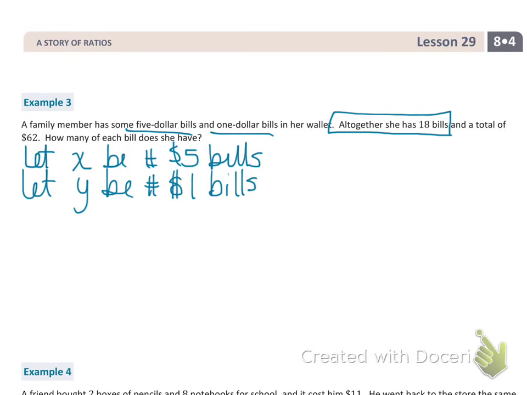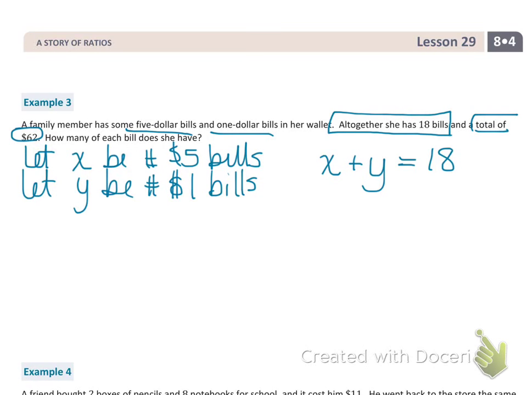Okay, so altogether she has 18 bills and a total of $62. How many of each bill does she have? So she's got X number of $5 bills and Y is the number of $1 bills. So she has 18 bills altogether. So what does that mean? That means the number of $5 bills plus the number of $1 bills is 18. She's got 18 pieces of paper altogether. She has a total of $62.